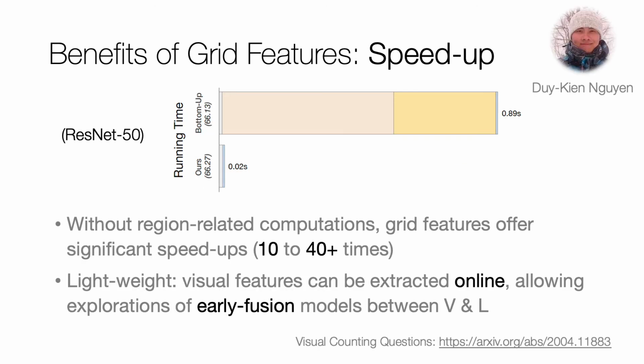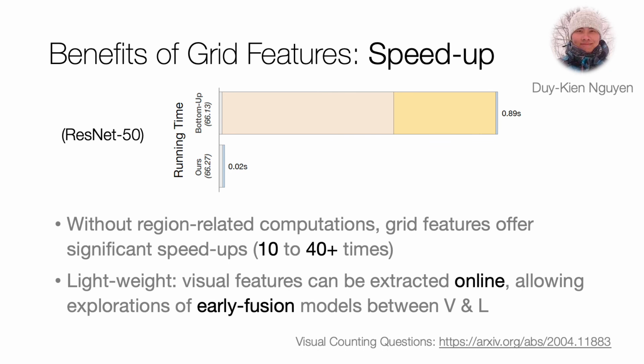Another practical benefit is speeding up. Without region-related computations that can take up to 90% of the computations, grid features offer significant speedups to all the models we have tested. This lightweight pipeline also allows visual features to be extracted online, enabling explorations of early fusion models between vision and language.